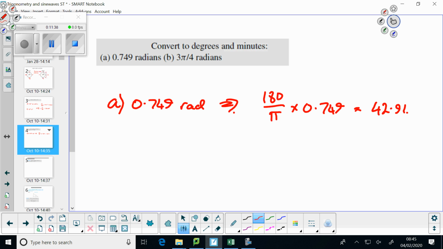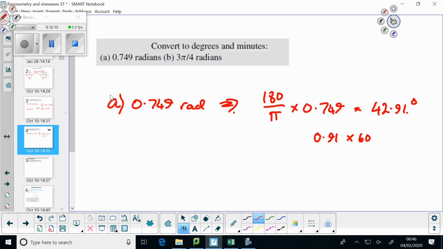42.91. How do we turn the 0.91 into minutes? Because that's what the question's asking for. We've got 0.91 of a whole degree. Yeah. And there's 60 minutes, because that's the fraction of a degree. Whole degree is 60 minutes. So we got 42 degrees and 91 hundredths of a degree.